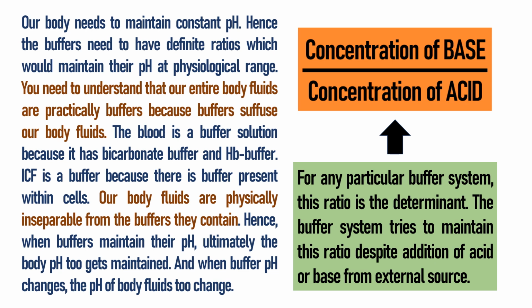For any particular buffer system, this ratio is the determinant. The buffer system tries to maintain this ratio despite addition of acid or base from external source. And because it's a ratio, the relative proportions of the components are more important than the absolute quantities. As an example, if the acid component, which is denominator, increases, the base component too should increase if the value of the ratio has to be kept constant, and vice versa.